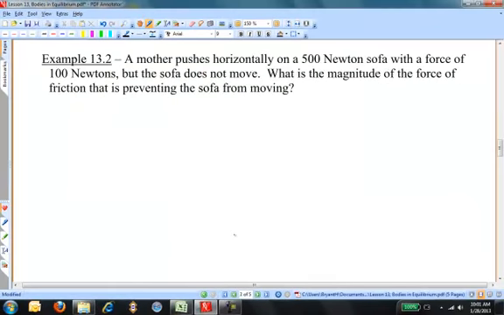Example 13.2. A mother pushes horizontally on a 500 newton sofa with a force of 100 newtons, but the sofa does not move. What is the magnitude of the force of friction that is preventing the sofa from moving? Well, let's sketch a free body diagram of the sofa. What forces act on the sofa? Well, there is the weight force.